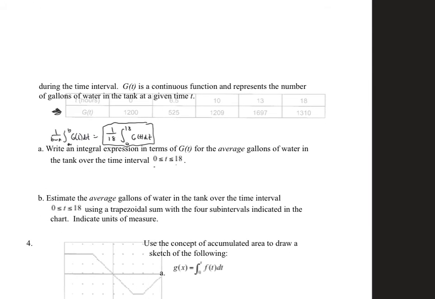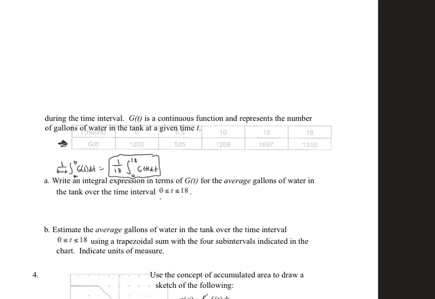Now part B says estimate the average gallons of water in the tank over the time interval using a trapezoidal sum with the 4 sub-intervals indicated in the chart, and indicate our units of measure. Now, when we look at our chart, you're going to have to kind of squint a little bit there. So we're going to try to approximate this, and instead of evaluating the integral, we're going to use a trapezoidal rule. But you can see that our delta t's here, there's 0 to 6.5, there's 6.5 to 10, 10 to 13. These are not uniform width, so we're not going to be able to use our formula.